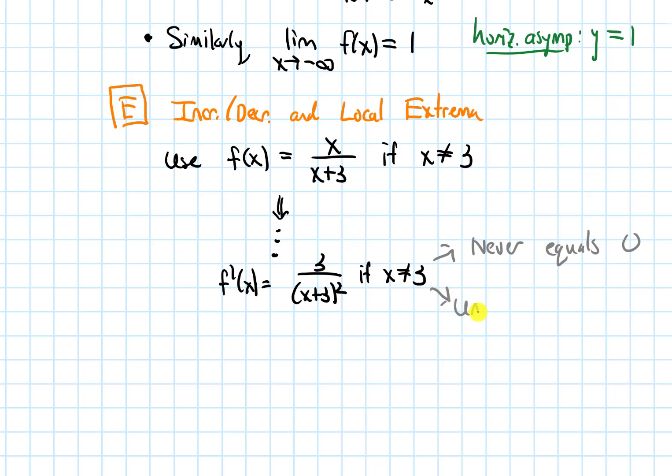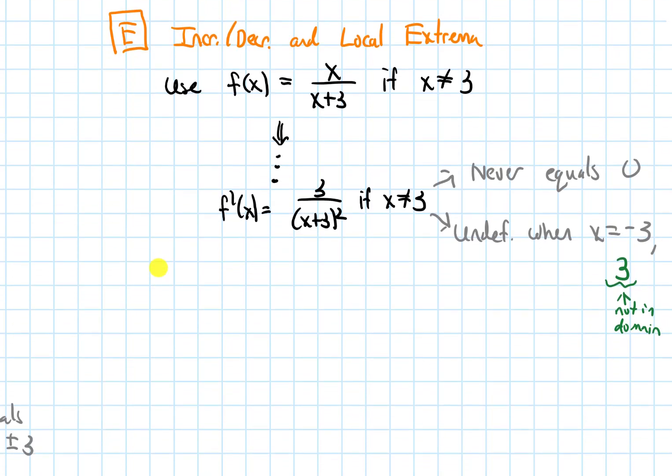And I have to figure out when this is undefined. It's going to be undefined when the bottom is 0, which happens when x is negative 3. And this is where I have to remember my domain restriction. Because x being 3 was not even in the domain of my function, my derivative is technically also undefined when x is 3. That's not in the domain, so that is a place where my derivative is going to be undefined. Okay, so now I go to make my number line.